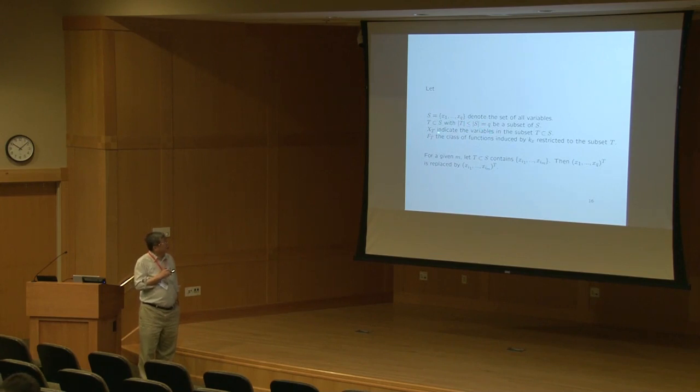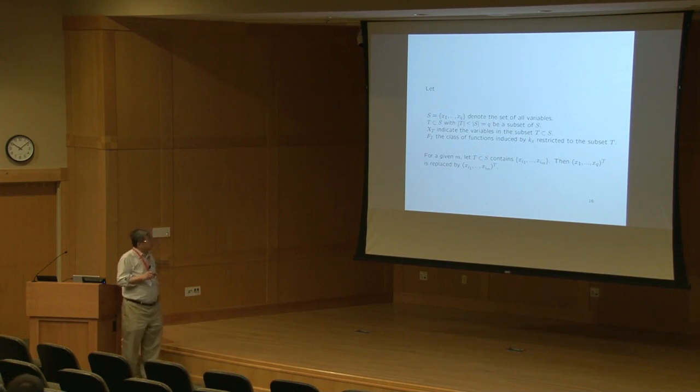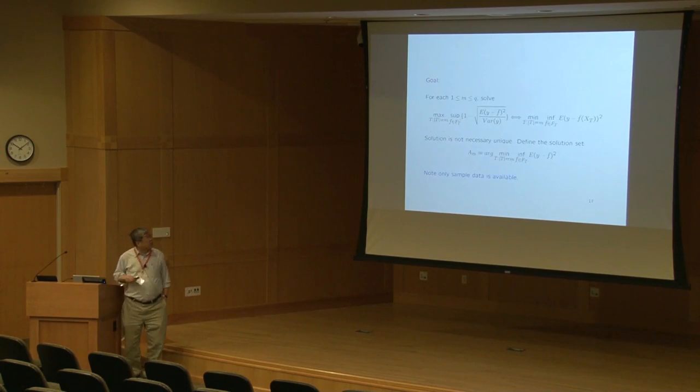Then we indicate X subscript T as a variable in the subset T, okay? Then F_T is a restricted function, restricted into the space generated by the kernels, okay? So the notation is, if I have a T, I substitute this guy by here. So I allow use of M variables, okay? So that is the setup.